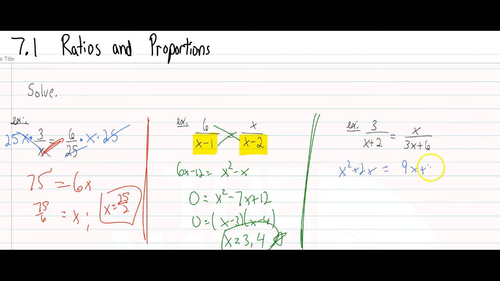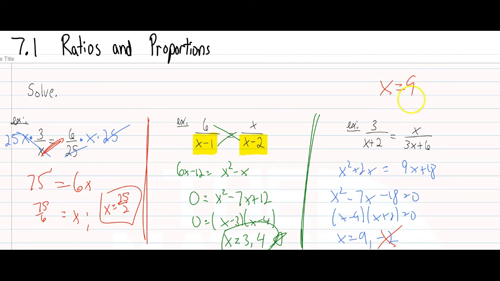And we get this. We'll move everything to the left. x squared minus 7x minus 18 equals 0. That factors as x minus 9 times x plus 2. And then we get solutions of x equals 9 and negative 2. However, this time, if we plug negative 2 in, we do get a denominator of 0, so that one doesn't work. And our one and only solution is x equals 9.